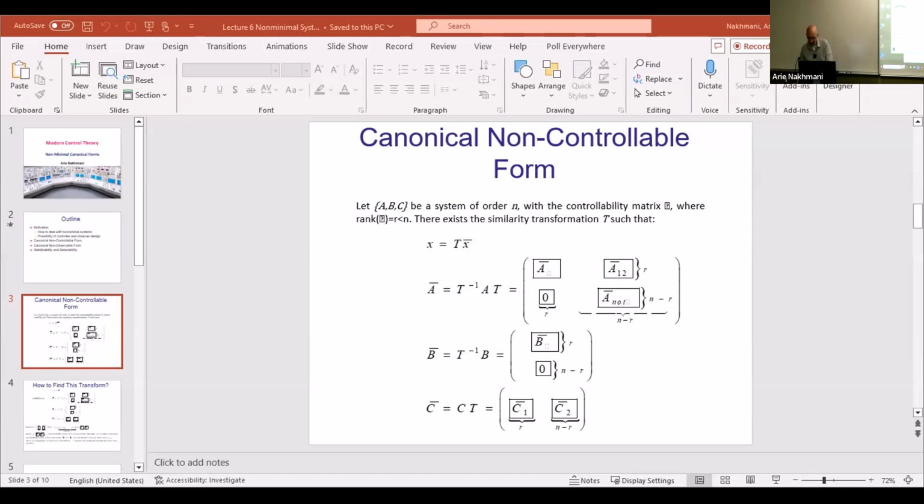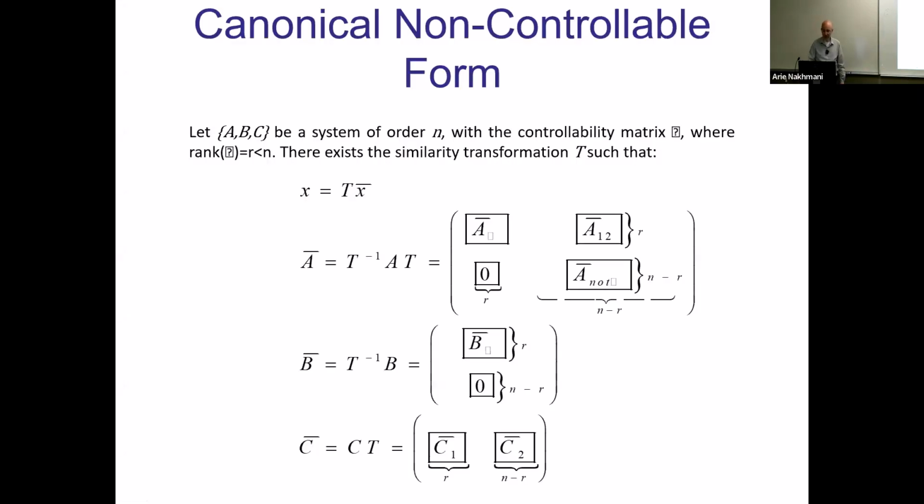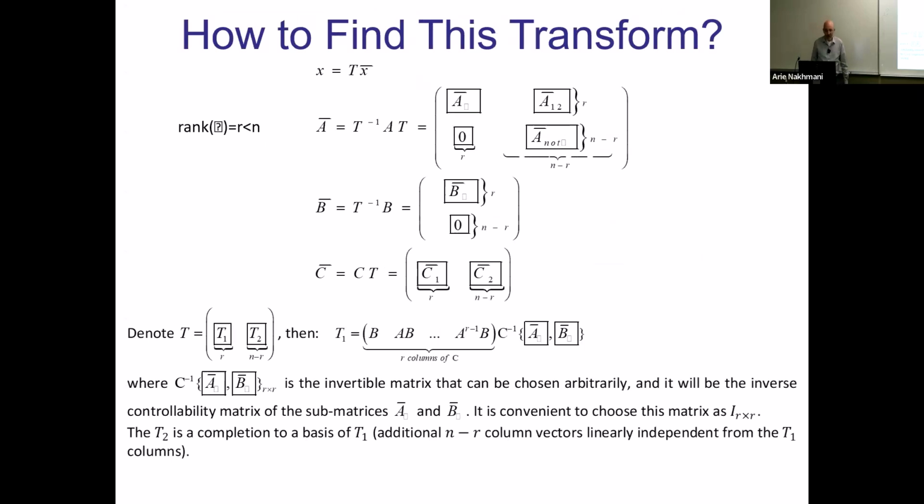Clicks here to get to what we need. So how to find that transform? I'm just copying the same kind of thing. So you have all of the same matrices that you need to find. And here's how you find the transform.